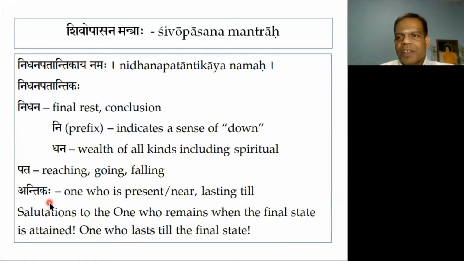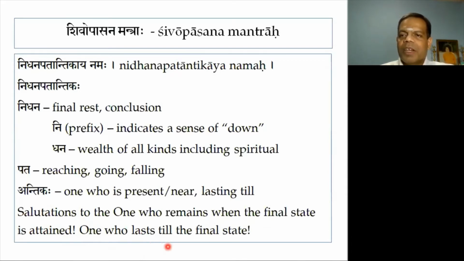They say in Kashi, everyone who dies, apparently Lord Shiva will chant Rama Nama in the ear. And that's the belief with which everyone goes and tries to die there. So one who is there when you are gone, the Lord is still communicating with you. One who is very near you, he keeps you close. So Nidhana Patantikaya Namaha. Salutation to the one who remains when the final state is attained, who lasts till the final state.